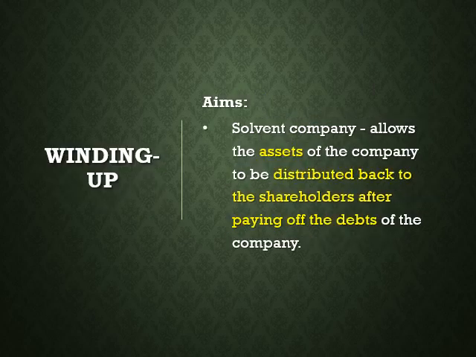Winding up or liquidation usually happens when there is no hope for the company to survive. However, as we discussed earlier in Part 1, it can also happen to solvent company that chooses to liquidate. This is to allow the assets of the company to be distributed back to shareholders after paying off debts.